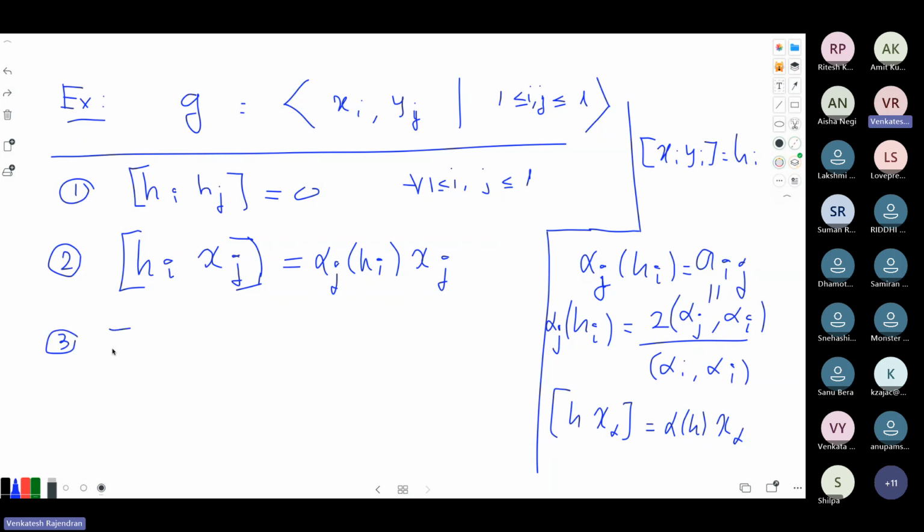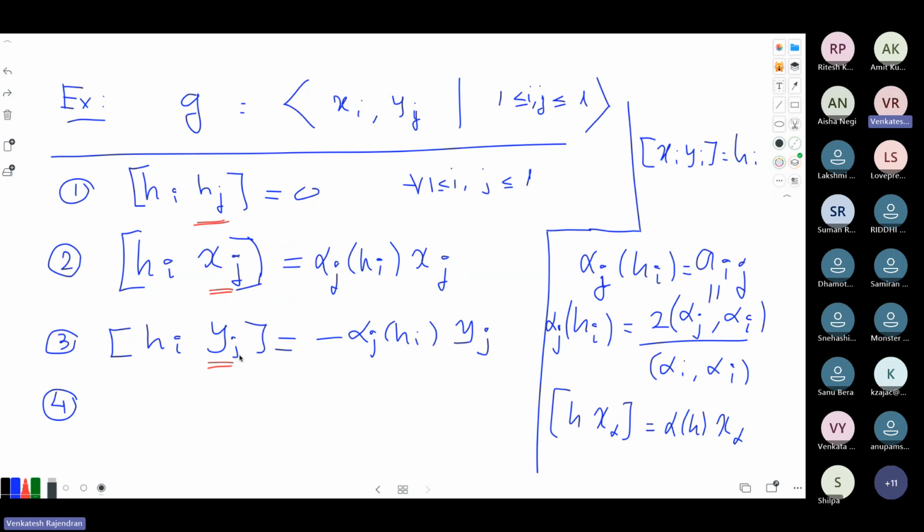And the third relation, similarly, [h_i, y_j] is nothing but minus alpha_j(h_i) y_j. And then the fourth relation. These relations tell the interaction between the h part and the n plus and n minus part. The way you need to read this is that the vectors we have written here are all some kind of weight vectors. So we will start introducing this notion of weights.